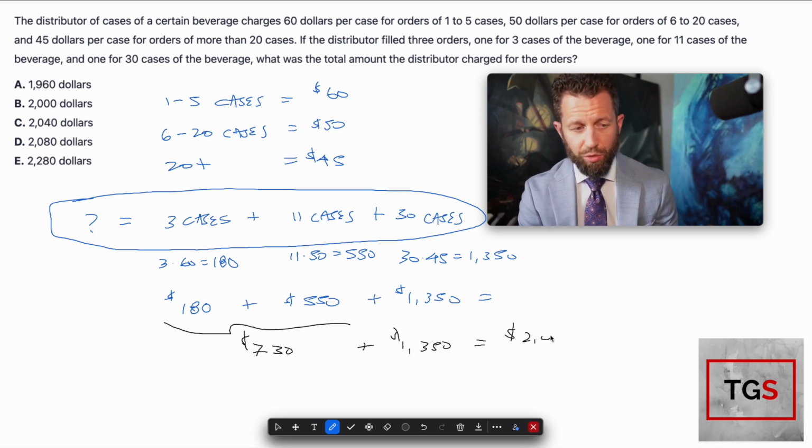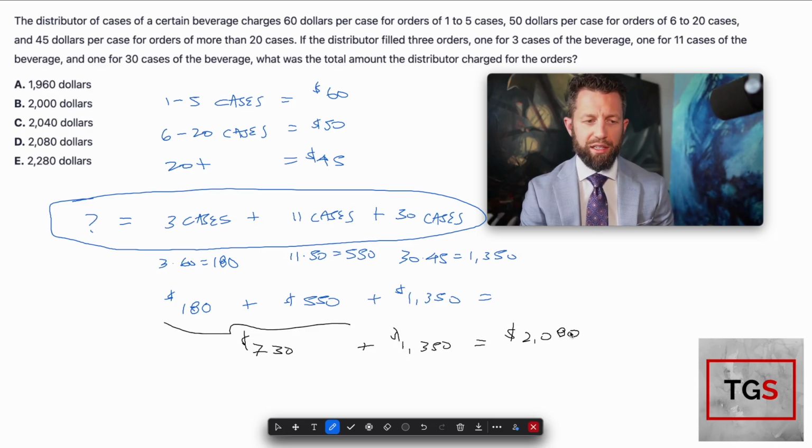And that's going to get us to our correct answer of option D, as in delta.